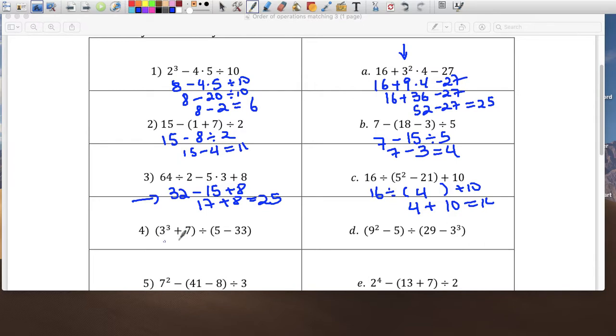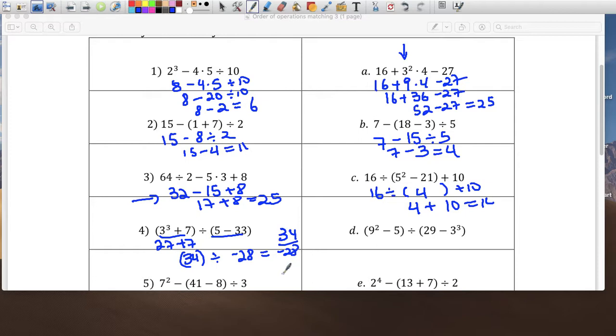Okay, so let's do 4. Again, we have two parentheses, so take care of the values inside these two before we do division. So 3 to the third power is 3 times 3 times 3, which is 27, plus 7. And 27 plus 7 is 34. I'm going to leave this in parentheses. Divided by, and in this parentheses, we're going to have 5 minus 33. We haven't touched on negative numbers, but 5 minus 33 is actually negative 28. The final answer to this is going to be 38 over negative 28.